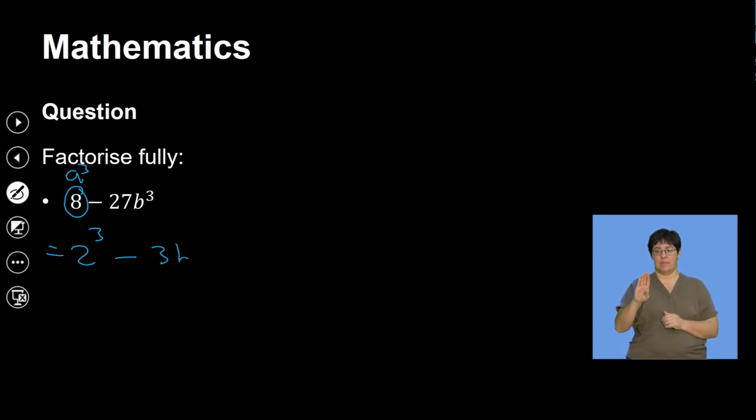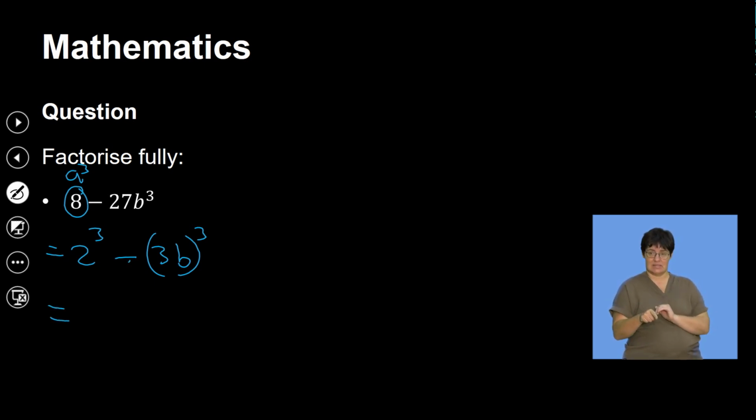One last example, this is a difference of cubes, right? So you treat this, remember, as a cubed, and then this will be the b cubed. So this is the same as 2 to the exponent of 3 minus 3b, all of this cubed. And then you can then factorize this.